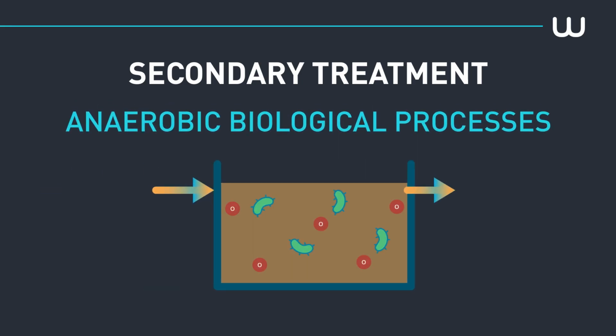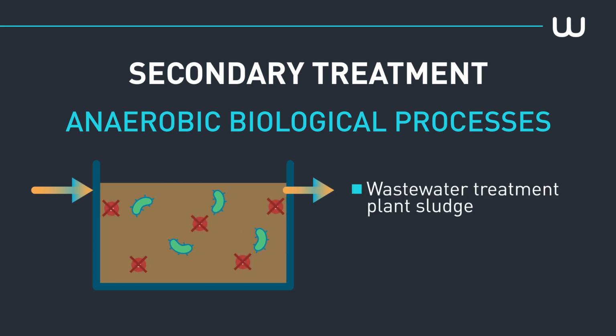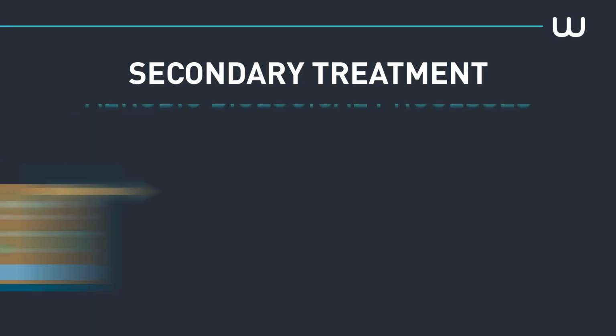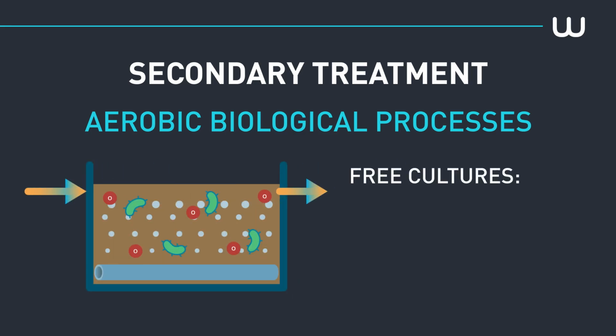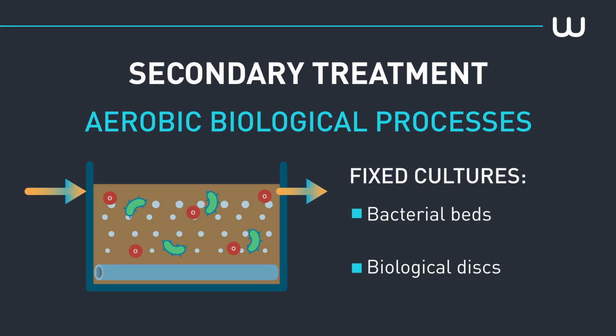Anaerobic biological processes take place in the absence of oxygen and are generally used to treat wastewater treatment plant sludge or industrial effluent. Inversely, aerobic biological processes take place in the presence of oxygen, either in free cultures such as activated sludge and lagooning, or fixed cultures such as bacterial beds, biological discs, and more recently, biofilters.